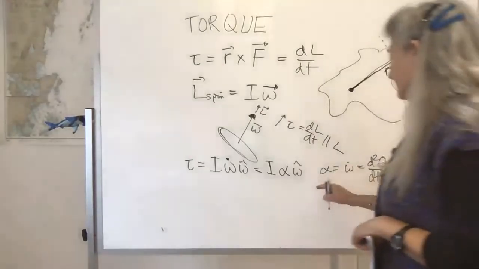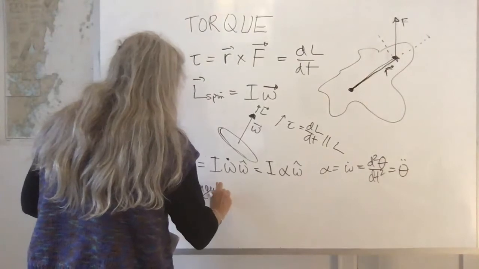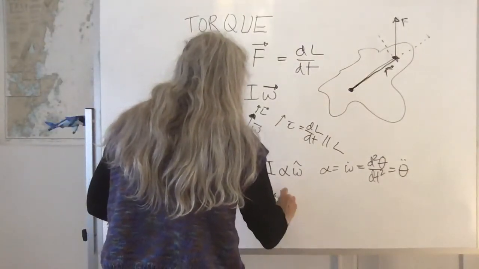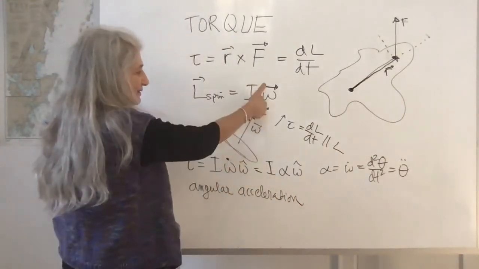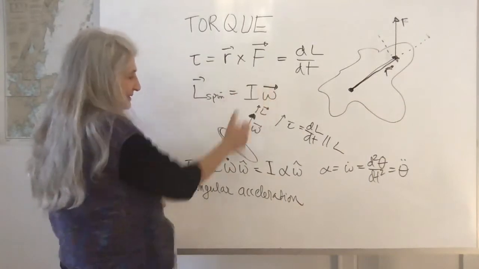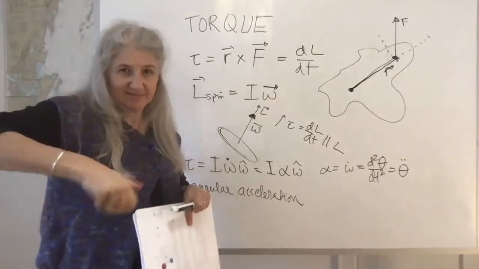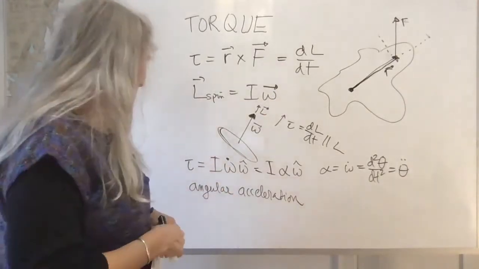So this is angular acceleration. If I have a spinning thing and I exert a torque in the same direction as the spin, that's like taking a wheel and making it spin faster. I'll speed it up. It's kind of what you expect.